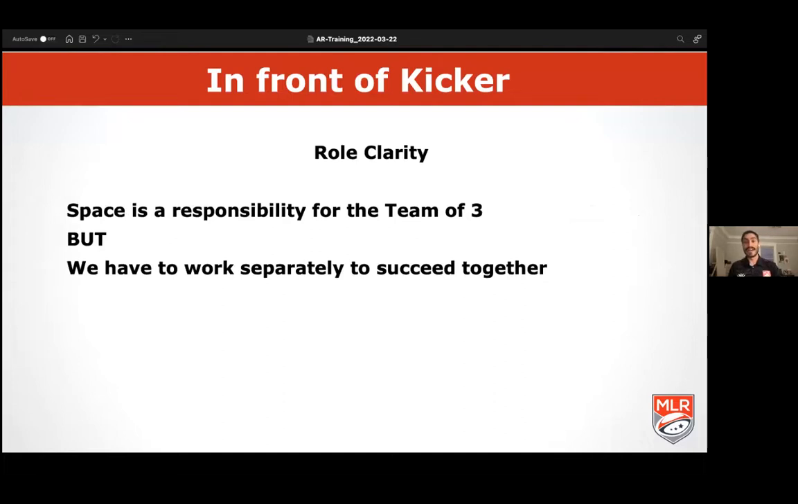And the way that I think about that is that space is a responsibility for all of us as a team of 3, but we have to work separately in order to succeed together, in order to maintain a good level of space together, right?